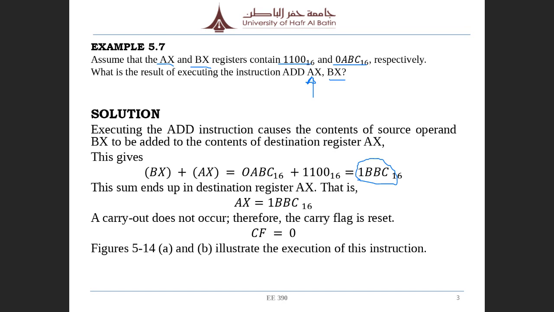What was the BX value? This one. So the AX value is overwritten. It was previously 1100, now it will be 1BBC. What about the carry flag? The carry flag is set if a carry out happens. There is no carry out, so the carry flag is 0. If it was set, it will be reset, and if it was already reset, there is no change. The carry flag will be 0 after the instruction.